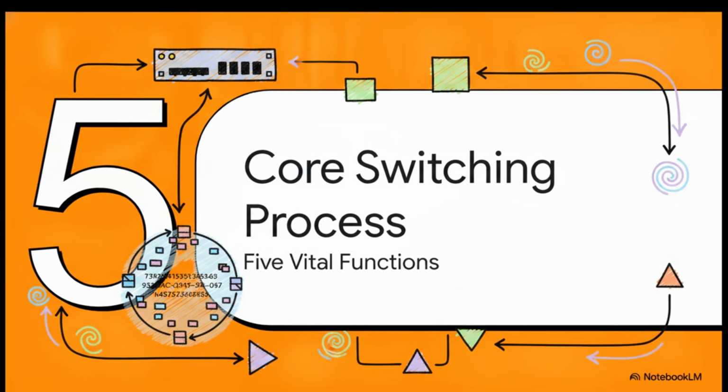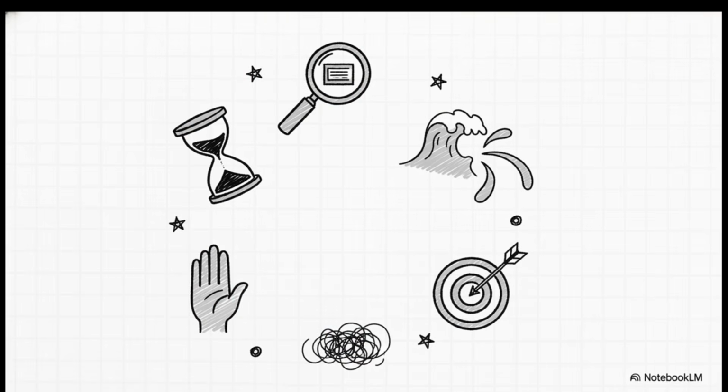Next up, Section 5, The core switching process. Once that CAM table is populated, the switch just continuously runs a very specific logical routine. There are 5 core functions of a switch that you absolutely have to know. First is learning. It's constantly reading incoming data to record those source MAC addresses. Second is flooding. If it gets data for a destination it doesn't know yet, it just sends it out every port to be safe. Third is forwarding.